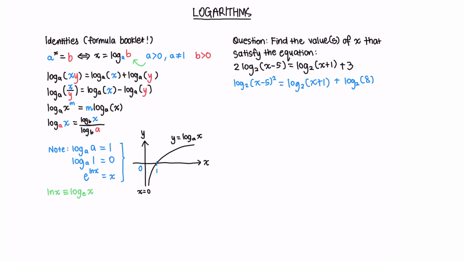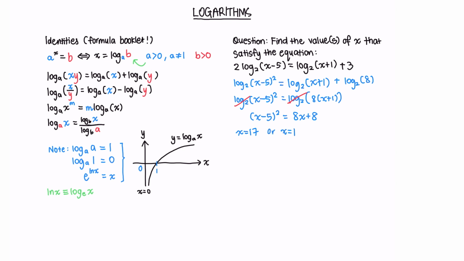And now let's apply this product to sum formula, or in this case, we are converting the sum back to a product. We'll get log 2 of 8 times (x plus 1). So over here, we can just simply cancel out the logs. Okay, when you reach here, you can just simplify and make a quadratic equation. So let's zoom into the answer. We'll get x equals to 17, we solve this quadratic, or x equals to 1.